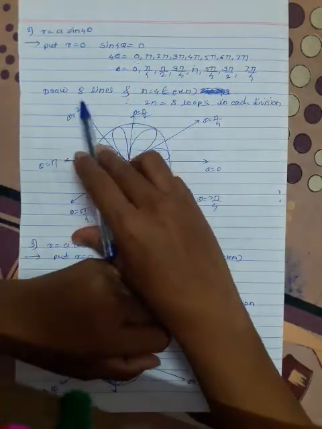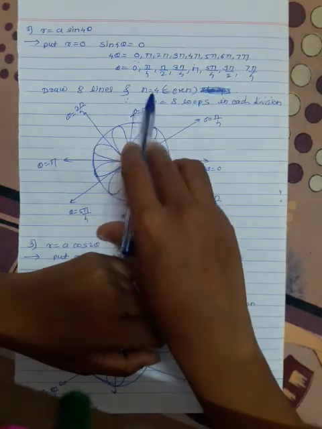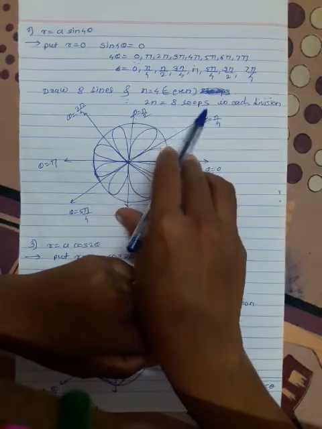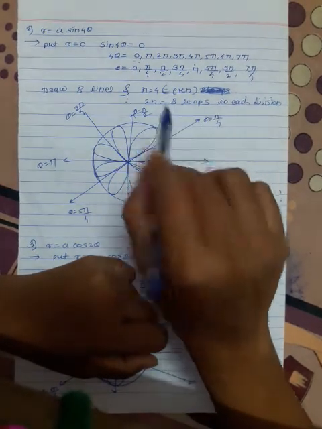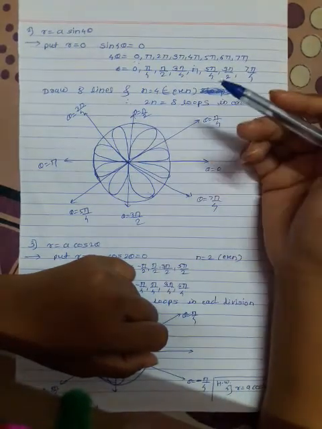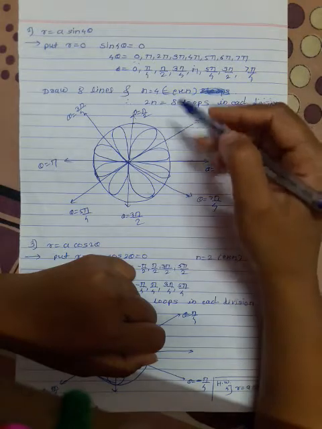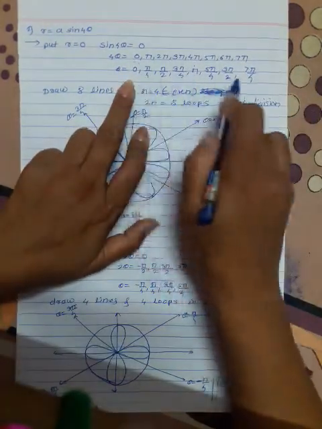Okay, how many angles do we have to draw? These 8 lines, and n is equal to 4. That's why we have to draw 2n loops, that means 2 into 4, that is 8 loops in each division. For odd n, we have to draw loops in alternating divisions. For even n, we have to put loops in each and every division. Now first we have to draw these lines.